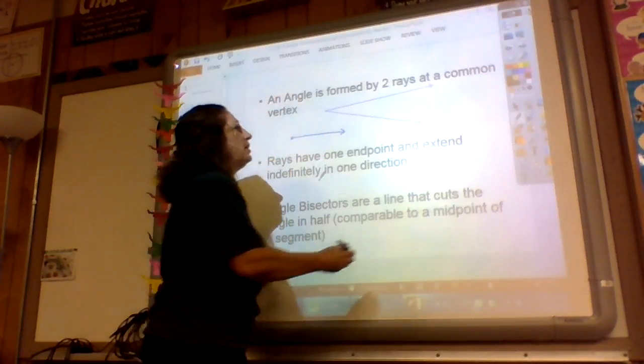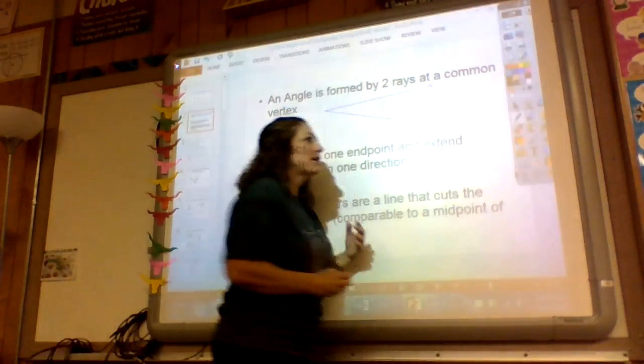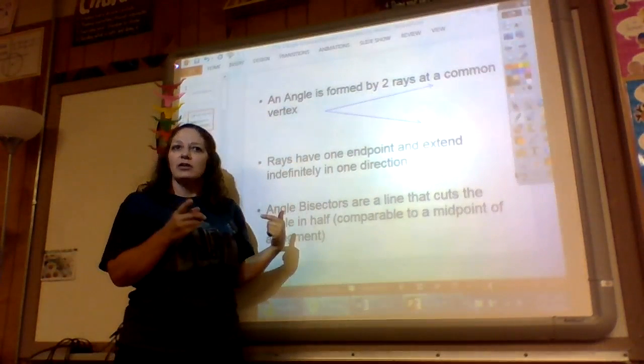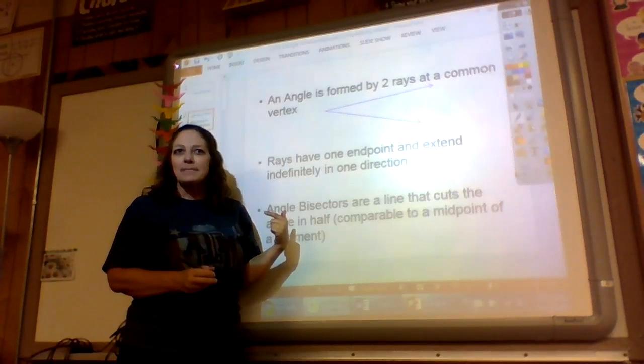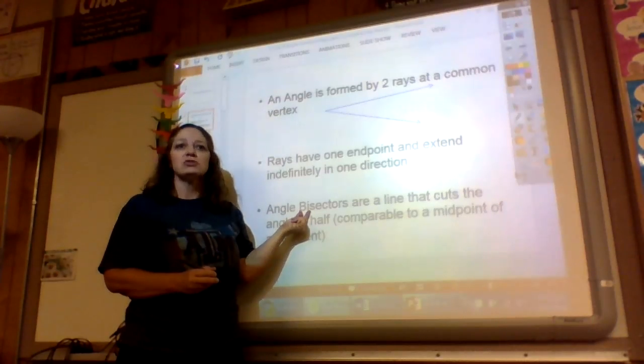All right. We also, as of yesterday, had the bisector word. Do you remember, Holly, what bisect means? Two sections. Mm-hmm. Cuts into two what kind of sections?